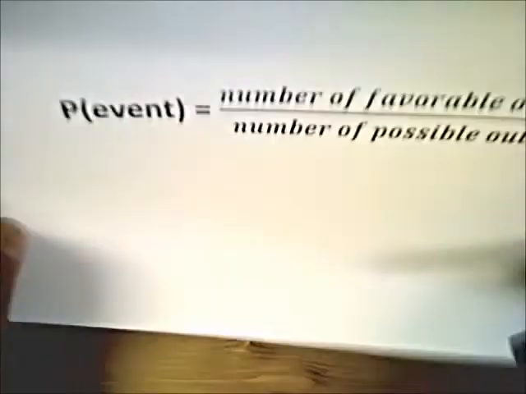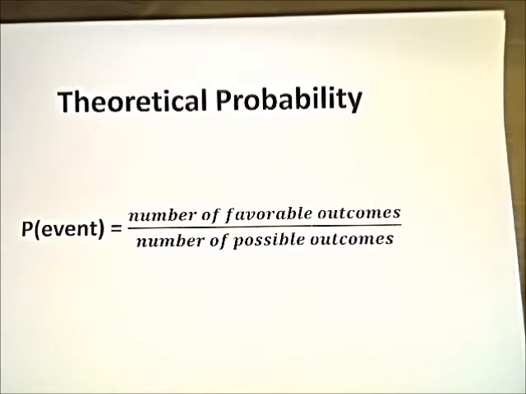Now theoretical probability. Look at this, the P, the mathematical term P, probability of the event, equals the number of favorable outcomes divided by the number of possible outcomes. So the formula for theoretical probability would be the likelihood that a favorable outcome will occur when all the possible outcomes are considered, and when any one outcome is just as likely to happen as another. Mathematically, this is found by taking the number of favorable outcomes, what we want to happen in these situations, and we divide it by the number of possible outcomes.